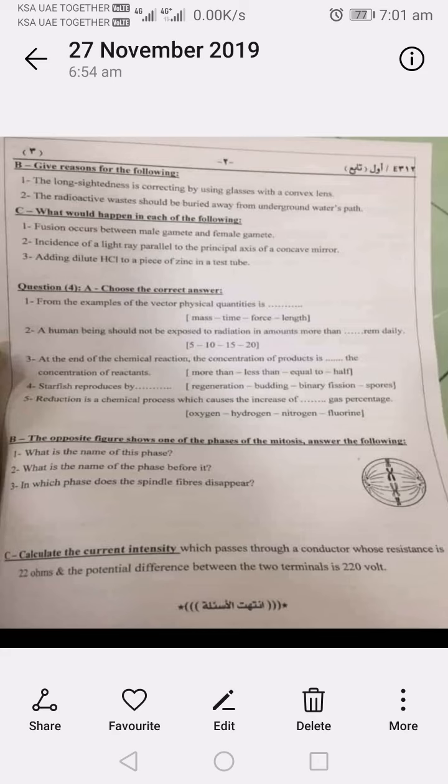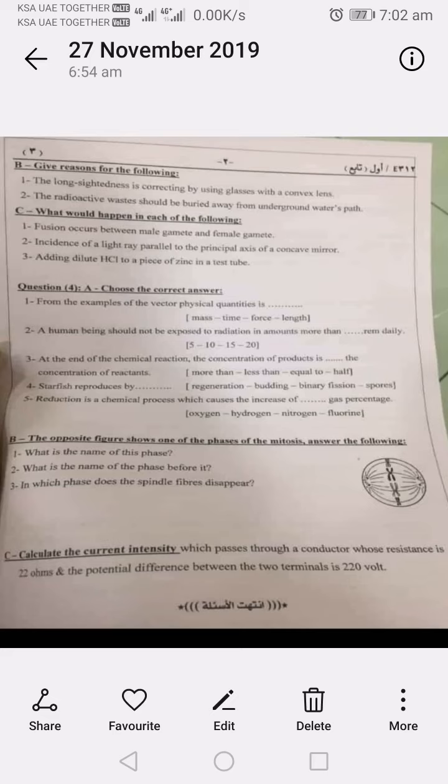What would happen in each of the following? Fusion occurs between male gamete and female gamete. The product will be the zygote. Number 2, incidence of a light ray parallel to the principal axis of a concave mirror. It reflects passing by the focus of the mirror. Number 3, adding dilute hydrochloric acid to a piece of zinc in a test tube. Zinc reacts with hydrochloric acid, hydrogen gas evolves and zinc chloride is formed.